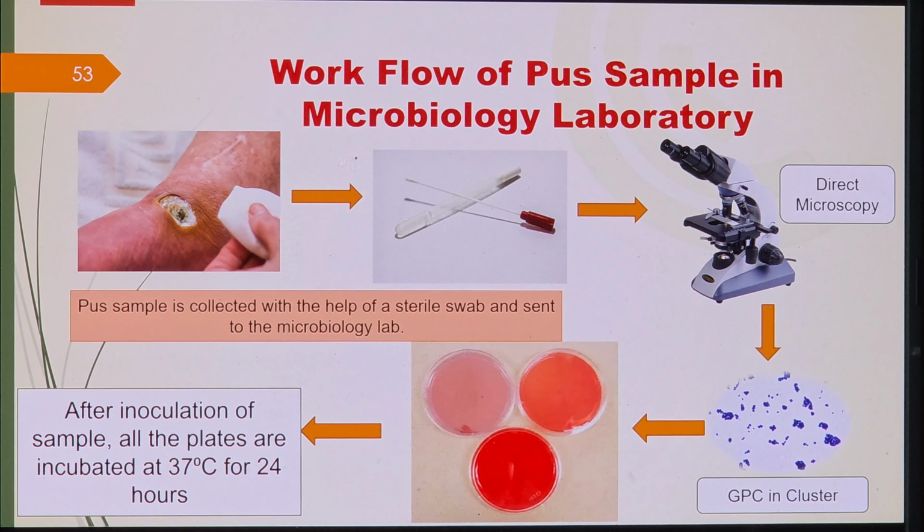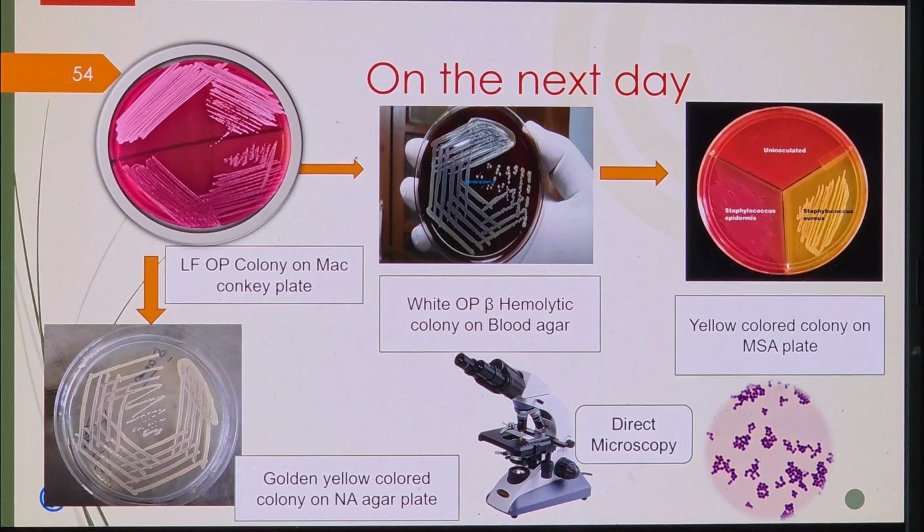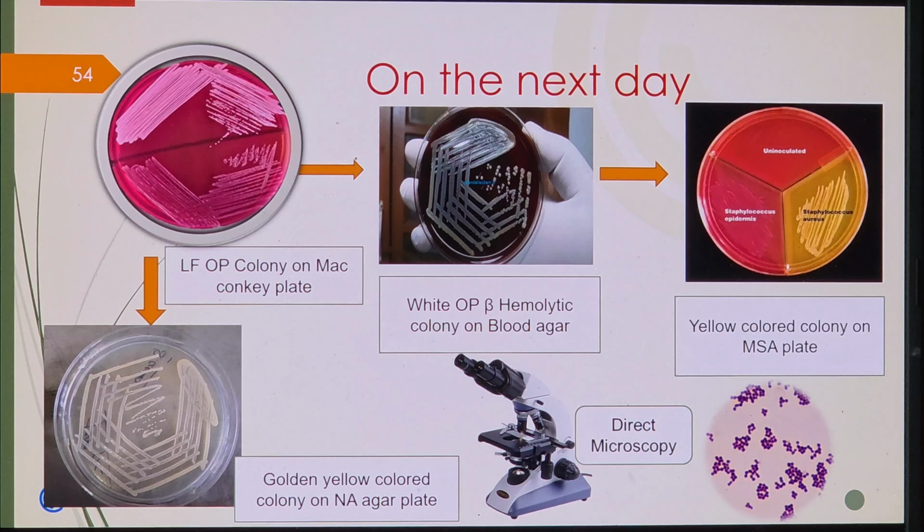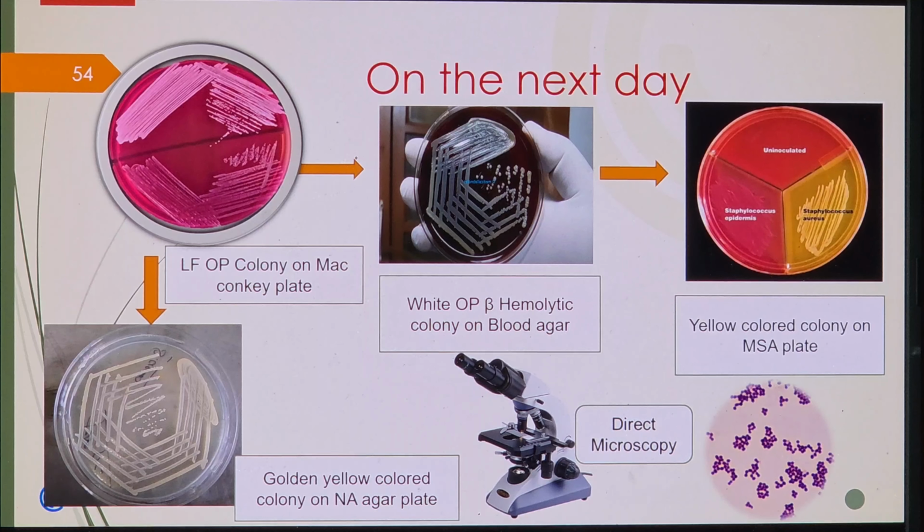On the next day, the MacConkey plate showed a lactose fermenting opaque colony. On the blood agar plate, it showed a white opaque beta hemolytic colony, and a yellow colored colony on the mannitol salt agar. Then microscopy was done from all the plates and it showed the presence of gram-positive cocci in clusters. Then the nutrient agar plate showed golden yellow colored colonies.